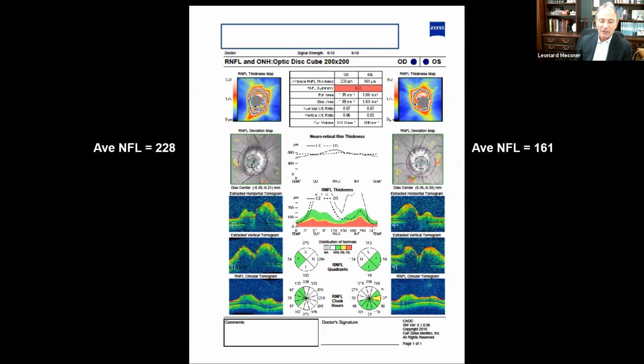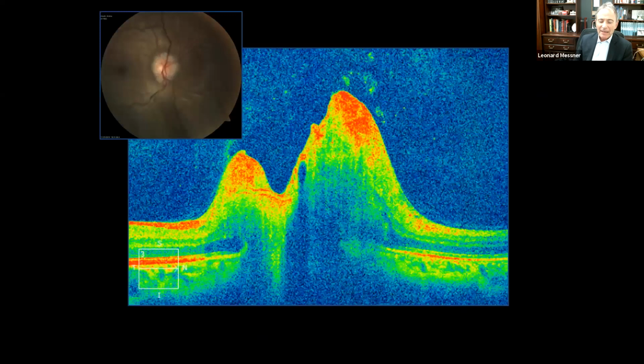Now, getting back to the OCT findings, if we look at the nerve fiber layer thickness, we can see that there is significant and almost uniform thickening of the retinal nerve fiber layer, average of 228 microns in the right eye, 161 microns in the left. And now looking at the morphology of the optic nerve in the right eye, well, first of all, you can see that there is this generalized elevation of the optic nerve from the floor of the eye wall. And along with that, there is this preservation of the central cup.